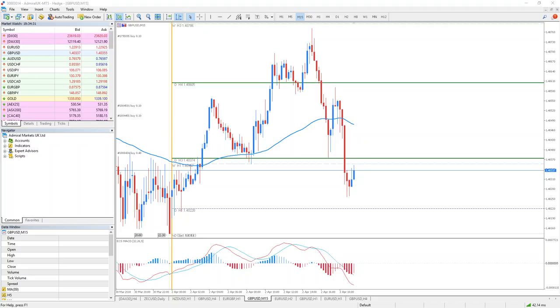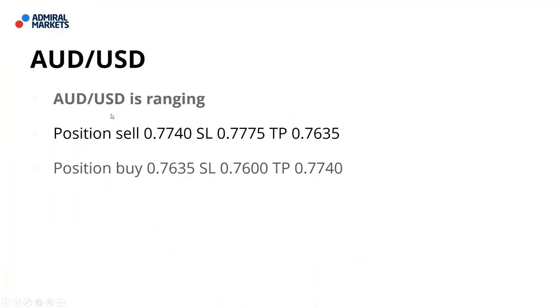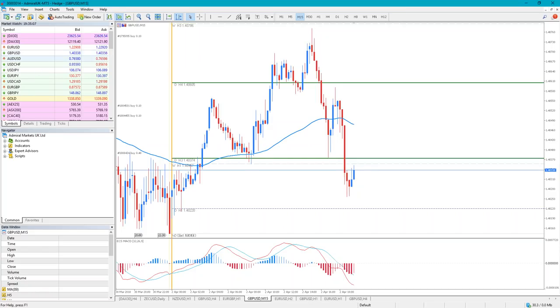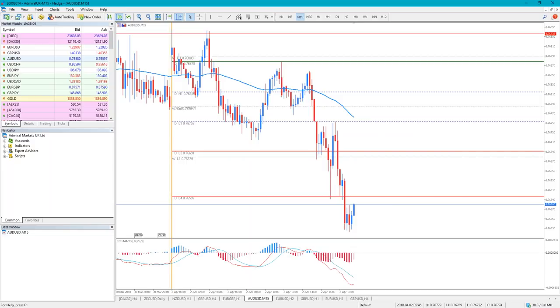Now, let's move to Australian dollar. It's ranging. You see 77.40 sell, 77.75 stop loss, 76.35 TP, position buy 76.35, stop loss 76, TP 77.40. So the Australian dollar is, let me actually change the screen to Australian dollar here.